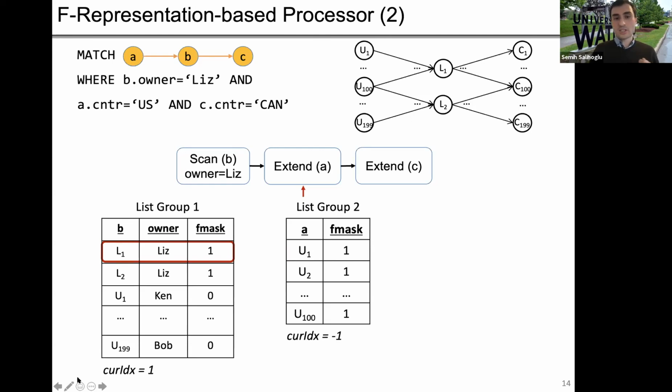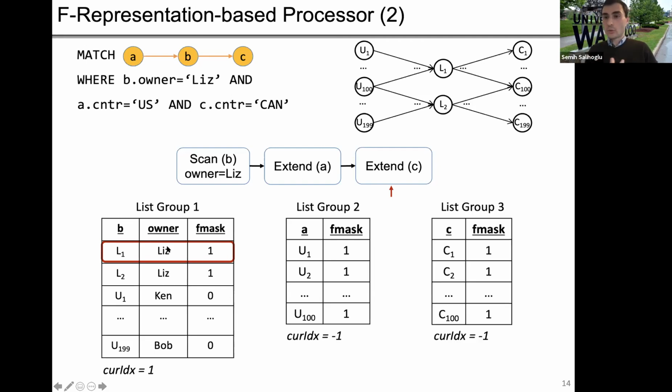So this represents essentially the Cartesian product of L1 with these 100 A values, and that's going to be passed to extend C, which is going to again extend B, which is already flat, to its outgoing neighbors. Okay, and this will be sent in this factorized F representation manner to, if this is the end of the query, it will be sent over the wire to the client of the database, right?